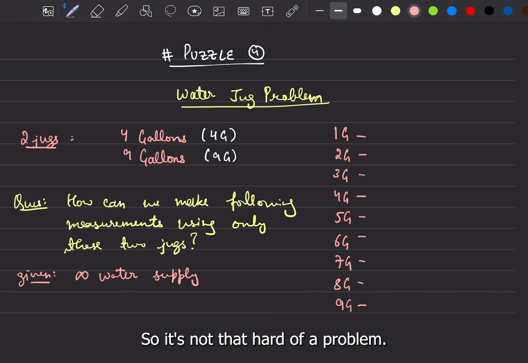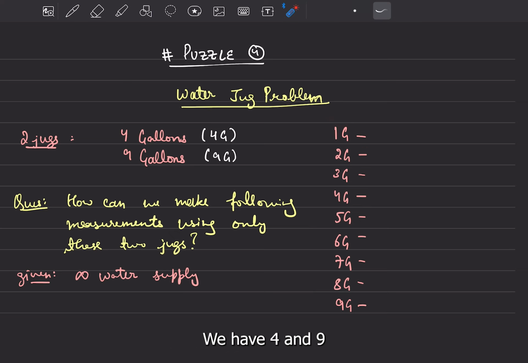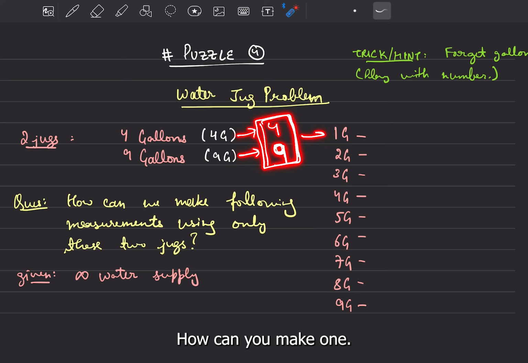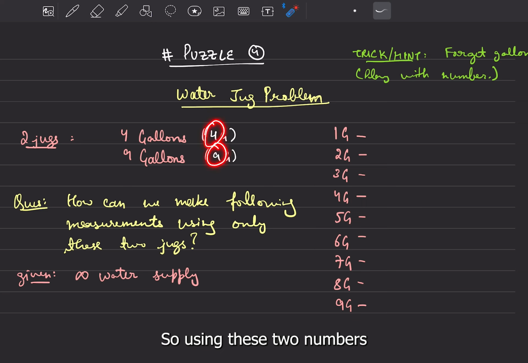Although it's not that hard of a problem, let's start with 1 gallon. How can we make 1 gallon? We have 4 and 9. The trick is to forget gallons and play with numbers. Using 4 and 9, how can you make 1, 2, 3, 4, 5, 6, 7, 8, 9?